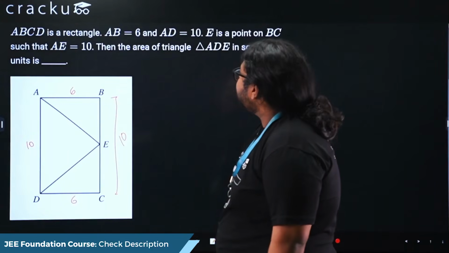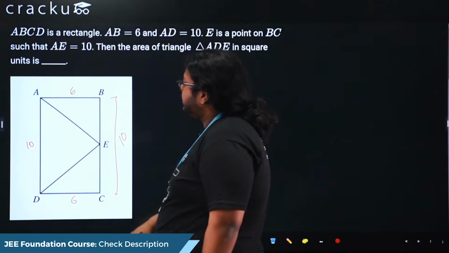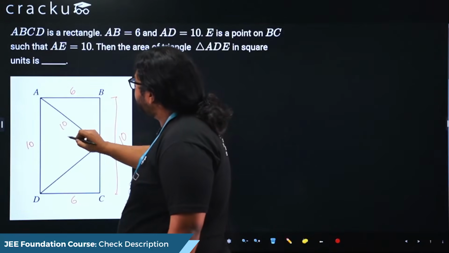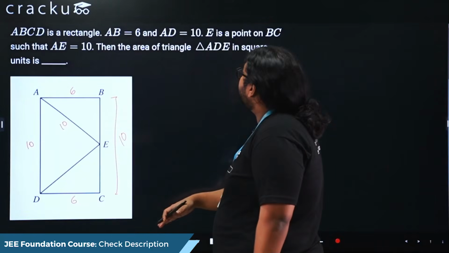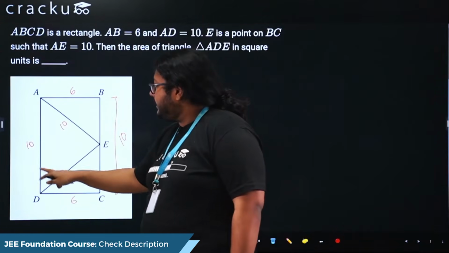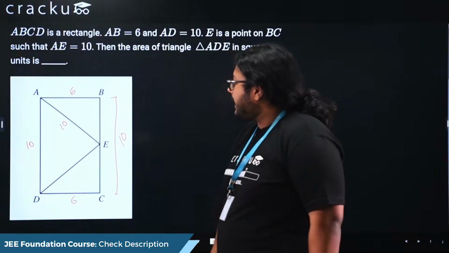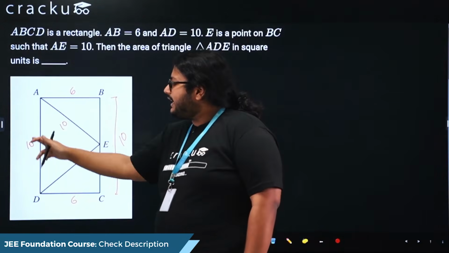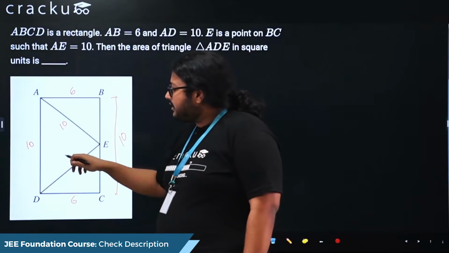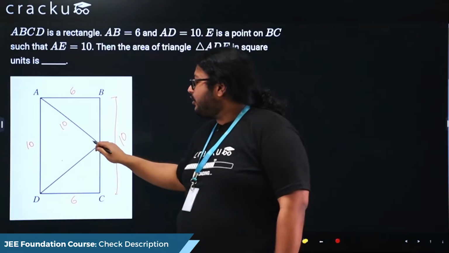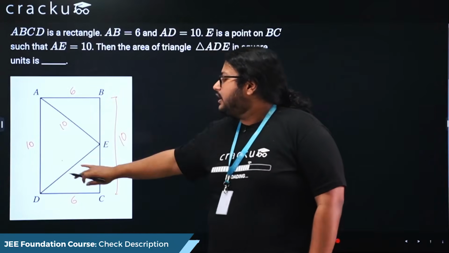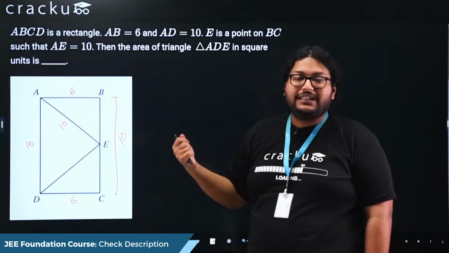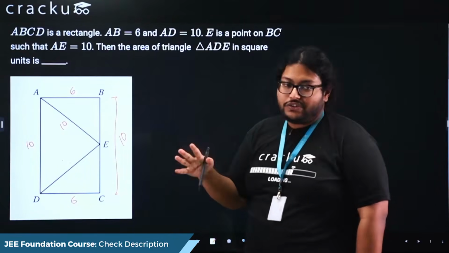E is a point such that AE is also 10. Okay, so this one is also 10. I need to figure out the area of the triangle ADE. Okay. Can be done. I think an easier way would be to find a rectangle and then subtract, because in this triangle, I am not very sure if this is the right angle or not. So I'll have to basically construct a height and all of that.